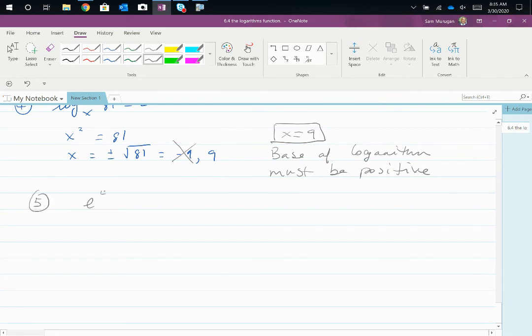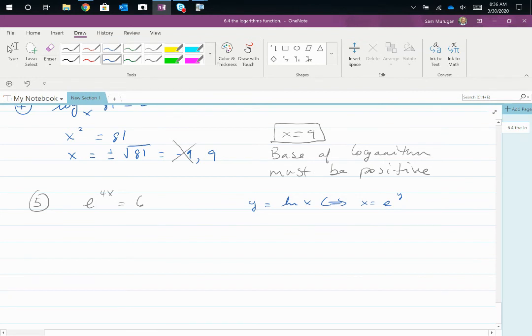So 4x is equal to ln 6. So we're going to rewrite this in the logarithm form. The logarithm form, remember that if y is equal to ln x if and only if x is equal to e to the power y.